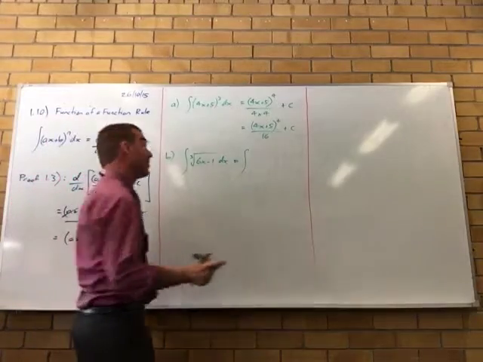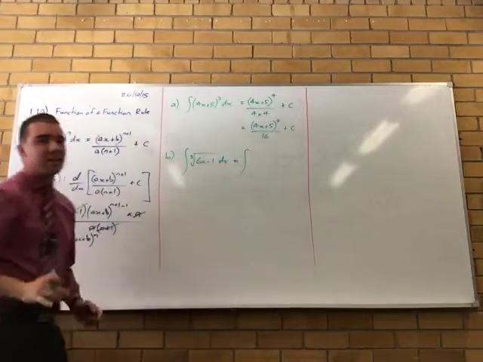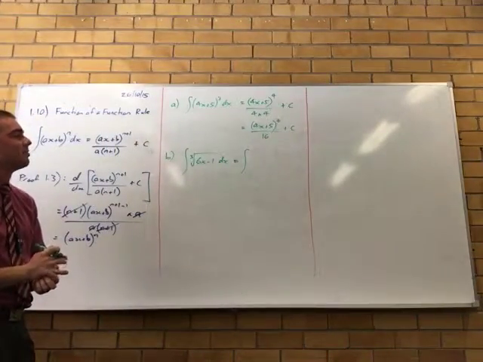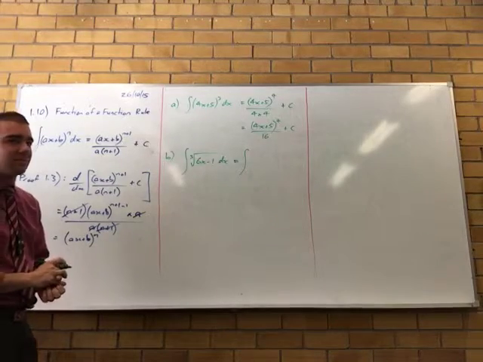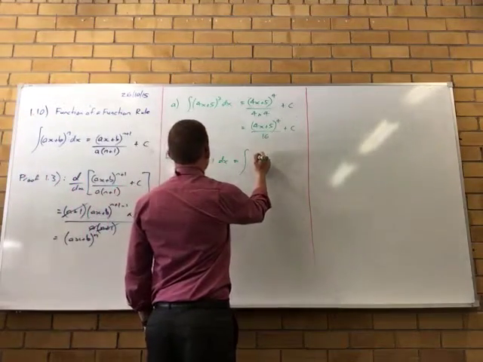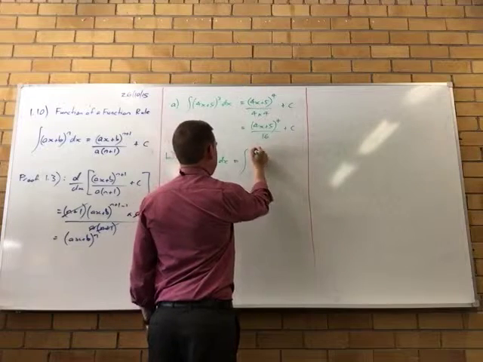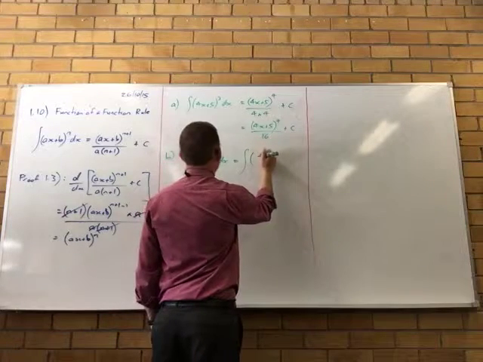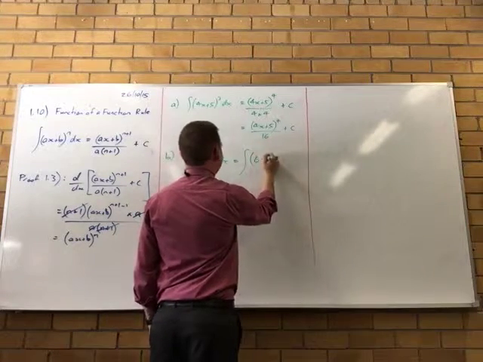Anyway, so we need to rewrite this. 6x take away 1, all to the power of 3 over 2. Incorrect. No, 2 over 3. Incorrect. No, 1 over 3. Third time lucky.